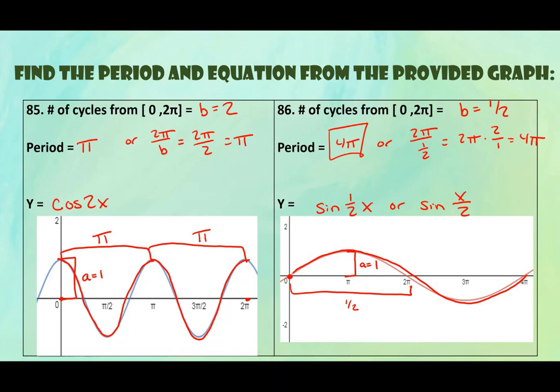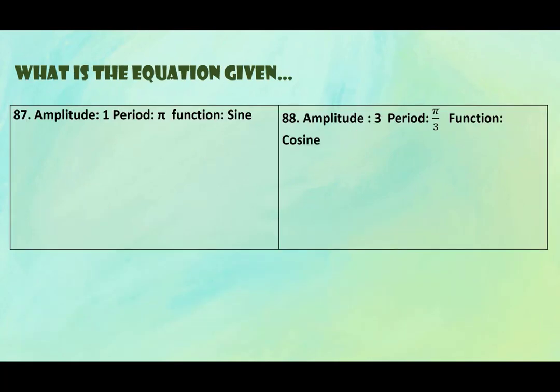Okay, so let's put it all together now. Again, I know this is a lot. Okay, we're almost done. So what is the equation given? For number 87, the amplitude is 1, the period is pi, and the function is sine. So what do we know from this? If the amplitude is 1, we know that a is equal to plus or minus 1, because we don't know if it goes up or down. It doesn't tell us if it has any other sort of transformation.